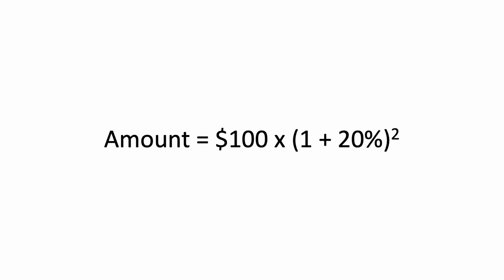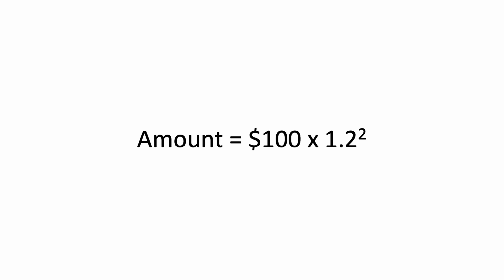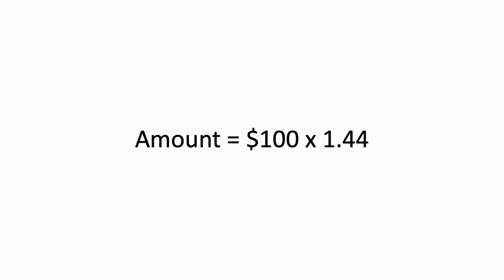For this formula, you can also convert the percentage to a decimal, but most calculators will allow you to use a percentage anyway. To simplify the equation, first you would put the 1 and 20% together to get 1.2. And then you would square it to get 1.44. And finally, you would multiply it by $100 to get your $144.